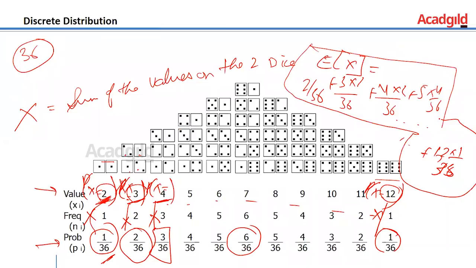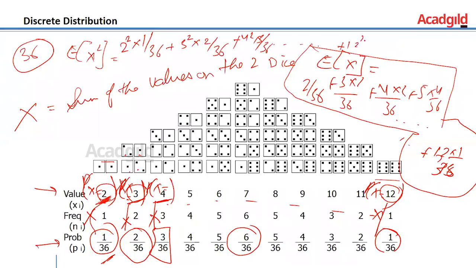But expected value is not only limited to X, it can be for X square, X cube, X raised to 4, X raised to 5, till whatever level you want to go. So expected value of X square would be what? That is, you know, as simple as that. Instead of X, I substitute X square, as in any function that we do. So expected value of X square would be 2 square into 1 upon 36 plus 3 square into 2 by 36 plus 4 square into 3 by 36 and so on and so forth till 12 square into 1 by 36. Is that clear?